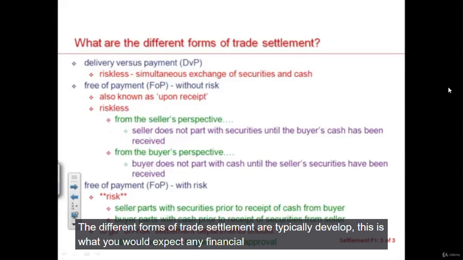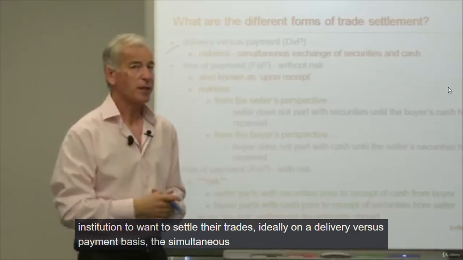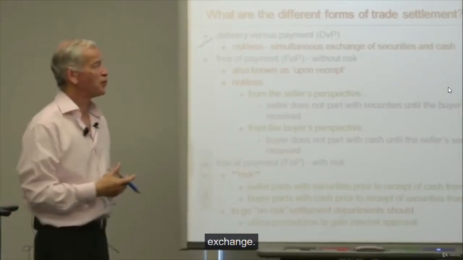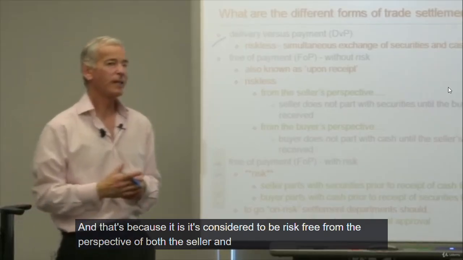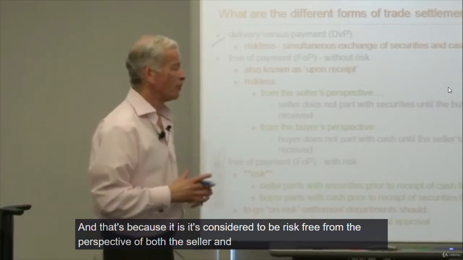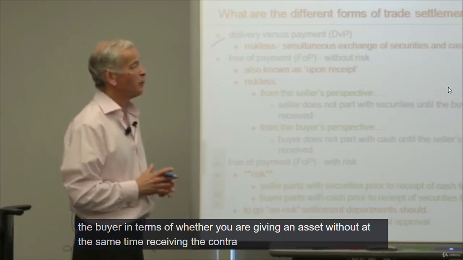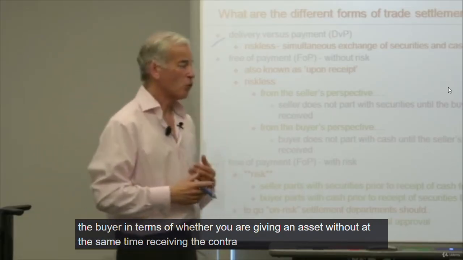The different forms of trade settlement are typically DVP. You would expect any financial institution to want to settle their trades ideally on a delivery versus payment basis, the simultaneous exchange. And that's because it's considered to be risk-free from the perspective of both the seller and the buyer in terms of whether you are giving an asset without at the same time receiving the contra asset.